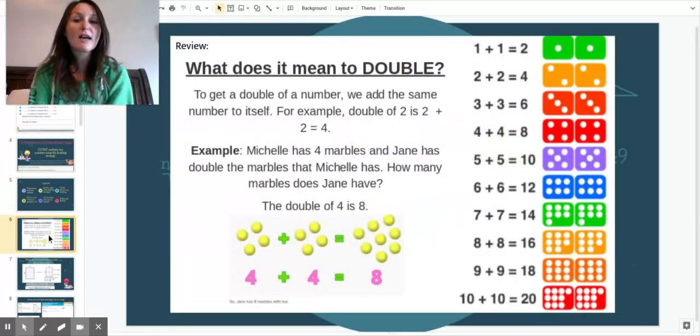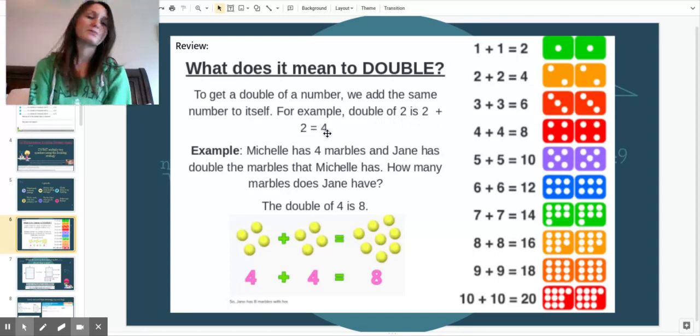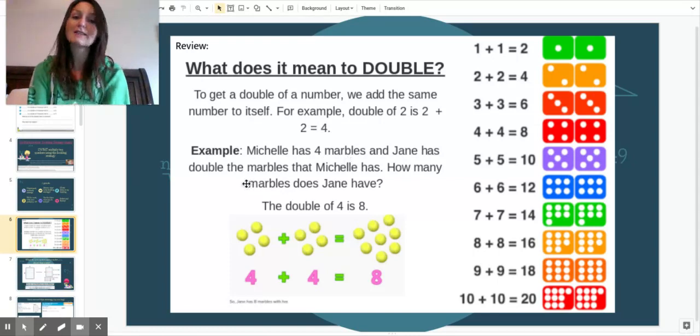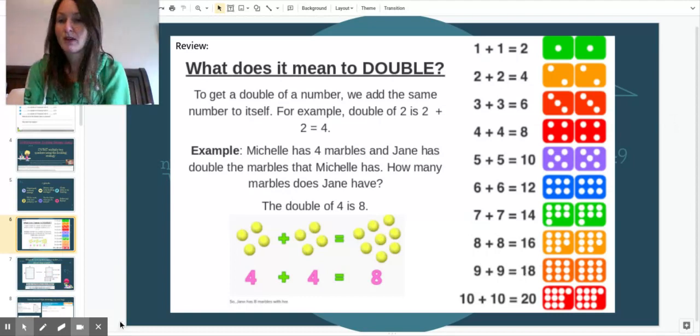Okay, so remember, doubling means to take the same number and then add the same number twice, right? So if you say the double of 2, then you're taking 2 plus 2, which would equal 4. So this example said Michelle has 4 marbles and Jane has double that number of marbles that Michelle has. How many marbles does Jane have? Well, if Michelle had 4, then that means Jane has 4 plus another 4, which makes her have 8. Here are lots of different ways you can look at doubles with dominoes and then the addition.